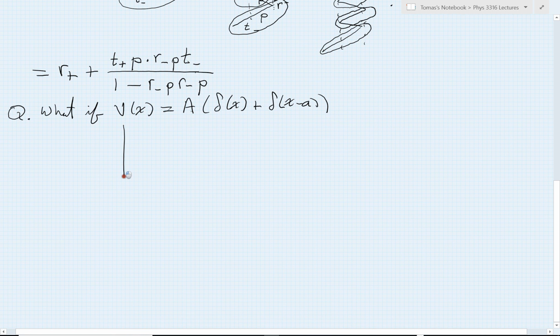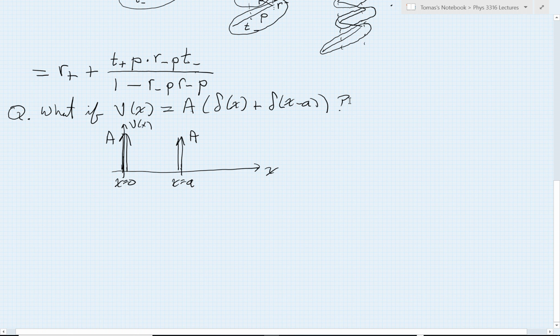I'll draw a little sketch of the potential. So here we're plotting V(x) as a function of x. And what we're going to have then is this very tall, narrow delta function of strength a sitting here at x equals 0. And another version of it, the exact same height, the exact same strength here, centered at location x equals a. So we can ask ourselves, how would we get the reflection and transmission coefficients, and therefore also the corresponding probabilities for a system like this?